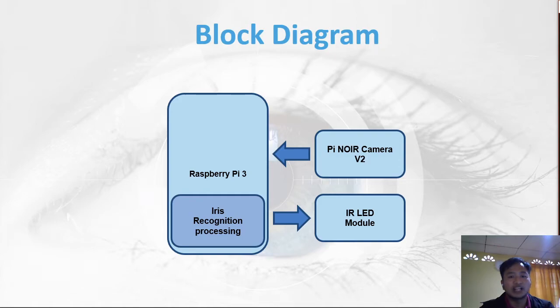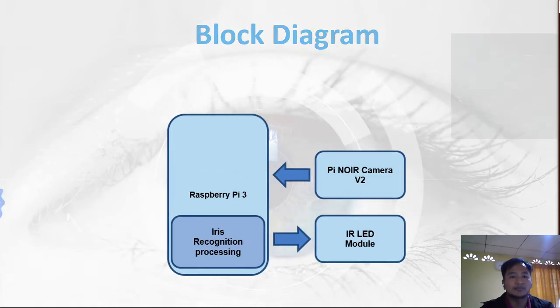This is the block diagram of the system. Pi NoIR camera will be connected with the IR LED to the Raspberry Pi 3. Pi NoIR camera will be used to input a real-time image for image acquisition and recognition, while the IR LED module will be used to provide illuminance to enhance the texture of the iris pattern.